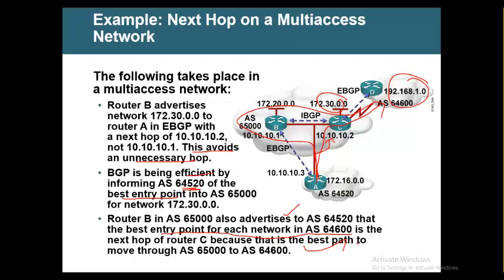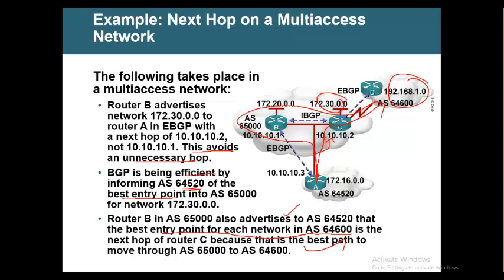But you understood, no? Because there's nothing more to explain here. When B advertises to A, B will say, "I am not your best entry point because there is an advertiser who is in the same subnet. You can simply switch to C, layer 2 communication. Instead of you coming through me, you simply go straight to C."